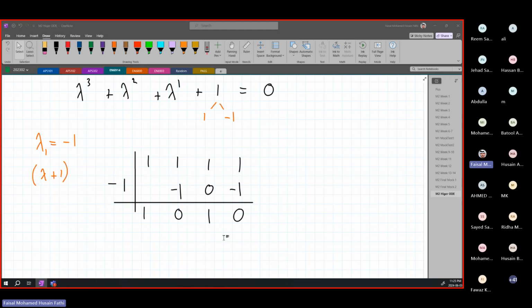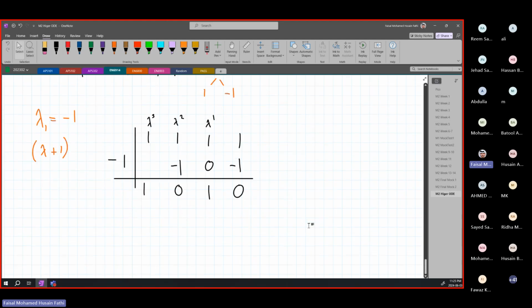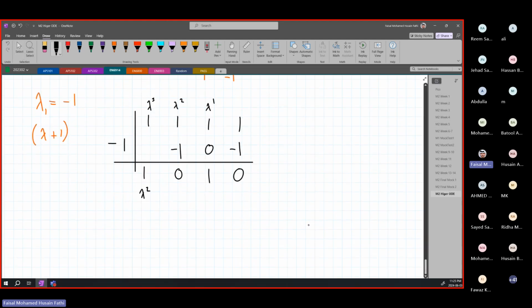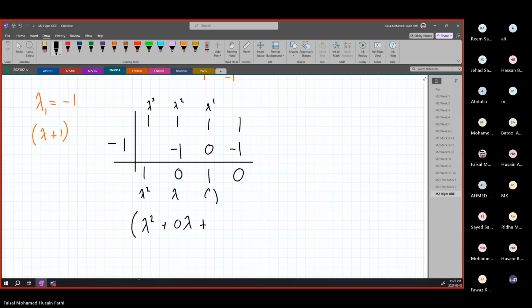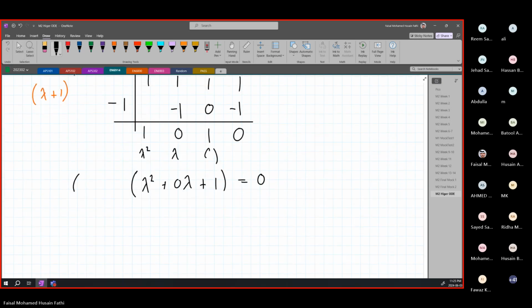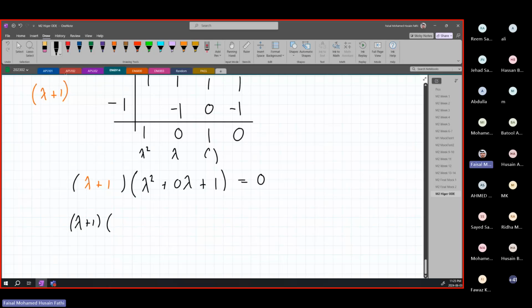All right? Meaning that our equation, remember this was lambda cubed, lambda squared, lambda, and that's it. So now we have lambda squared, lambda, and that's it. And then there's just this value by itself. So in other words, we have 1 lambda squared plus 0 lambda plus 1 equal 0. And of course, the lambda that we have found earlier, which is lambda plus 1. Simplifying this, we're going to get lambda plus 1 times lambda squared plus 1 equal 0.